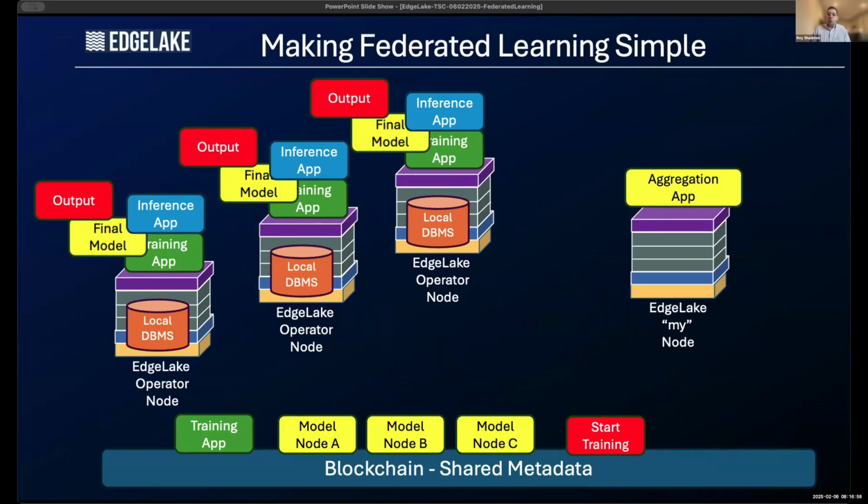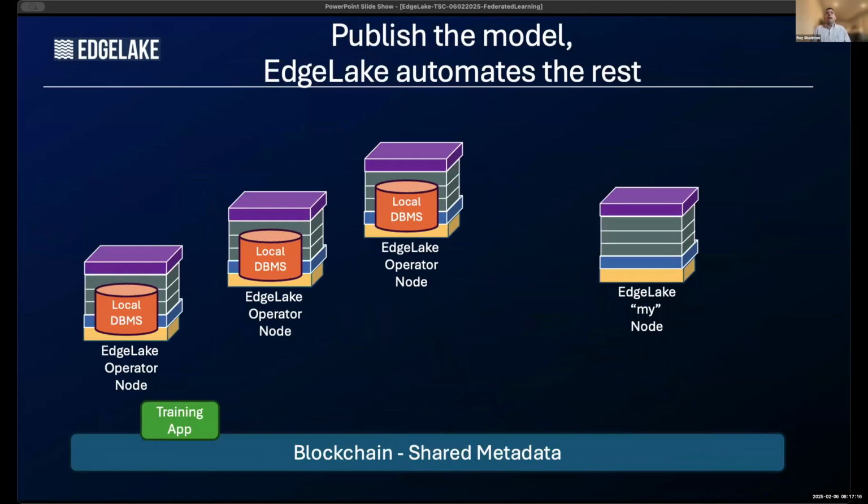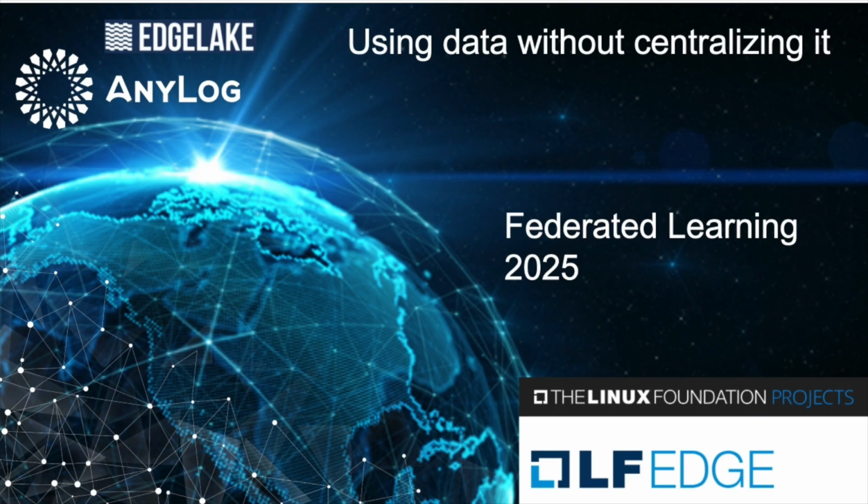These outputs could be control decisions. Should I increase the temperature of the air conditioner, or sorry, decrease the temperature of the air conditioner, or manipulate my oil rig or whatnot. Essentially, the inference happens on the edge node directly. The claim I'm making here is that all you need to do is publish the training application on the shared metadata layer in EDGELAKE, and EDGELAKE will automate the entire federated learning process dynamically.